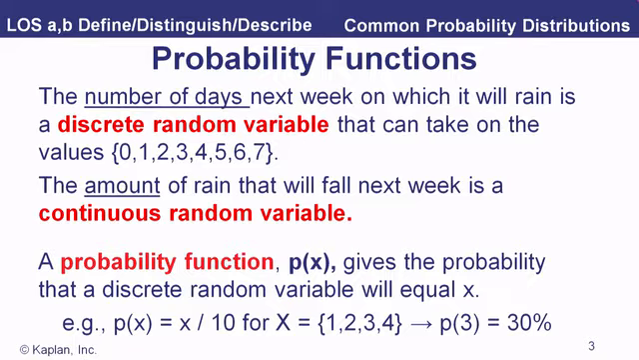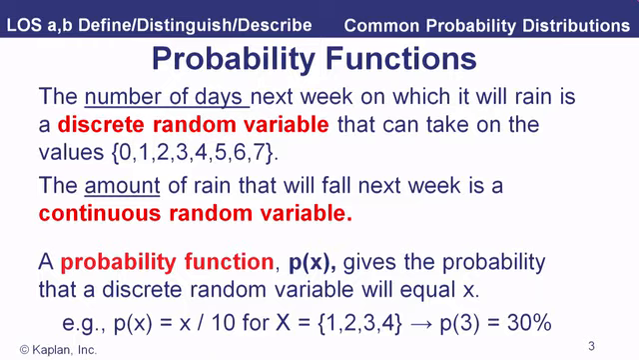If we look at the number of days next week on which it will rain, that's a discrete random variable because the only values it can take on are 0 through 7. All 7 days, no days, 3 days. Now, if we talk about the amount of rain that will fall next week, that's a continuous random variable. And there's an infinite number of possible outcomes. And that's saying, if we could measure it as precisely as we like, then we can always find a value between two other values. So that's a continuous random variable.